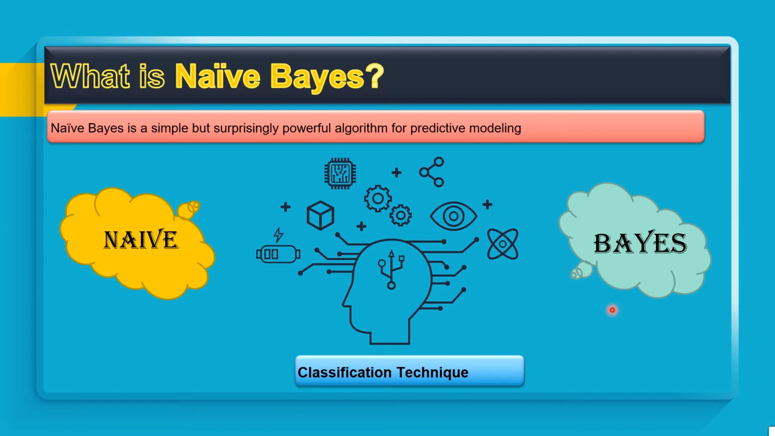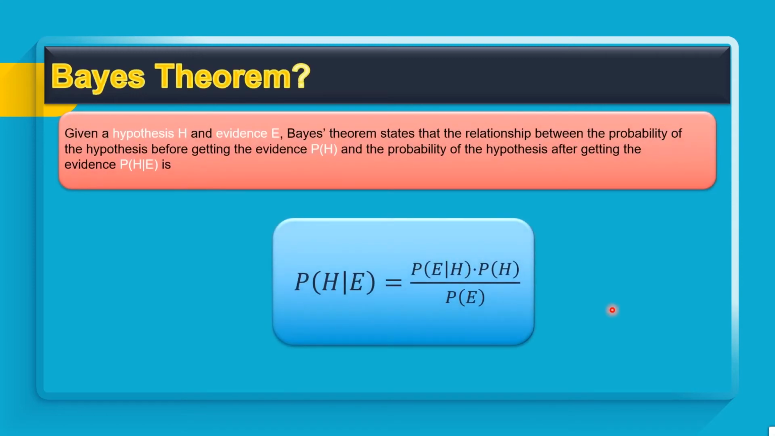Now the Naive Bayes model is easy to build and particularly useful for very large data sets. In probability theory and statistics, Bayes theorem, which is also known as the Bayes law or the Bayes rule, describes the probability of an event based on prior knowledge of the conditions that might be related to the event.